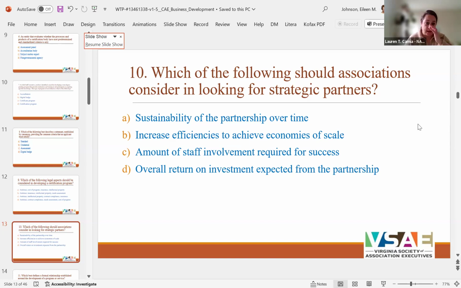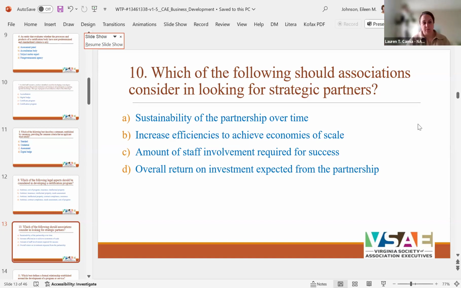I'm between, I think, B and D, increasing efficiencies or the overall return. Well, maybe it's actually a sustainability of the partnership over time. But that's taking the highest and long view. That's correct. It's A.